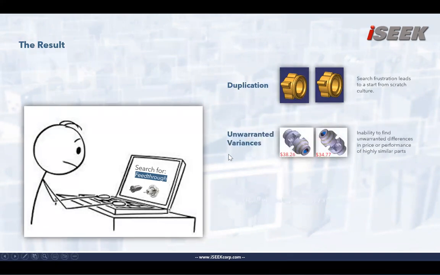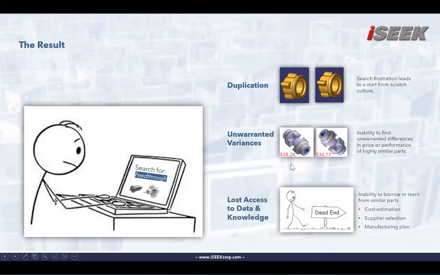It also creates unwarranted variances where highly similar or even identical parts are being purchased from different vendors at different price points. And the inability to access data of similar designs, which are similar enough that they can be used as the basis for cost estimations, the finding of logical suppliers, or borrowing or reusing a manufacturing plan.